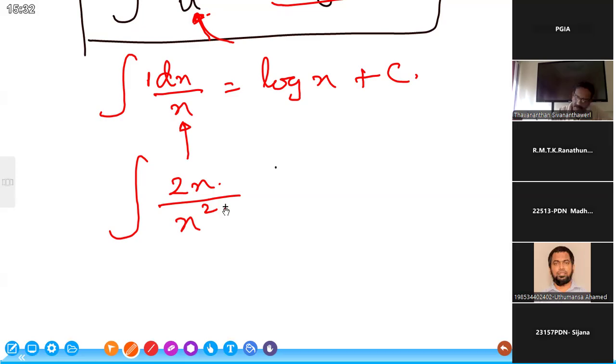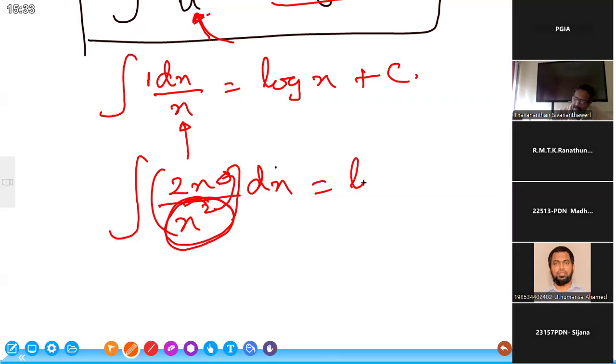Normally we cancel this out, but in this case, I'll just show you. If this is the case, integration of 2x by x square, see whether the derivative of x square is found there. Then it is called log x square plus c.